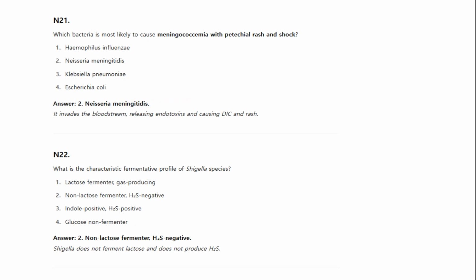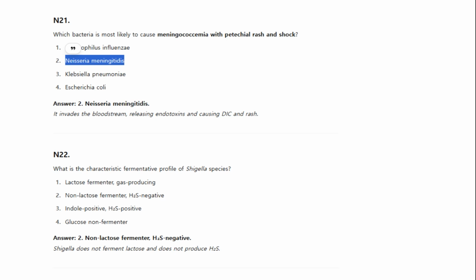Which bacteria is most likely to cause meningococcemia with petechial rash and shock? 1. Haemophilus influenzae. 2. Neisseria meningitidis. 3. Klebsiella pneumoniae. 4. Escherichia coli. Answer: 2. Neisseria meningitidis. It invades the bloodstream, releasing endotoxins and causing DIC and rash.